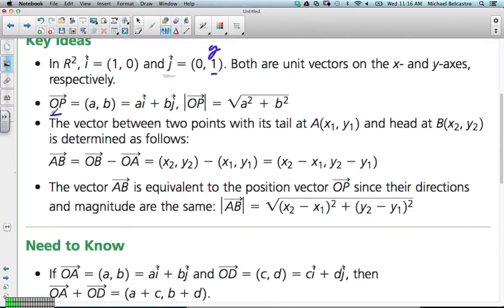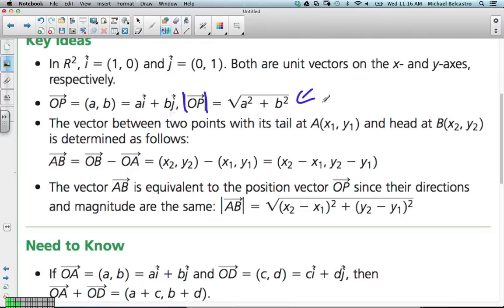OP, our positional vector, and we've talked about how to draw it, is any combination of a and b, and it can be written using unit vectors. Using unit vectors, we would say some scalar multiple of vector i plus some scalar multiple of vector j. And then what they've given us here is the magnitude of OP, which is the root of a squared plus b squared.